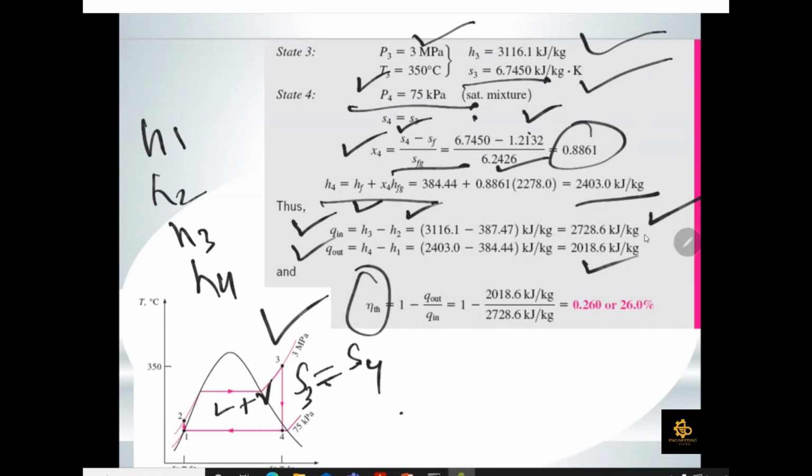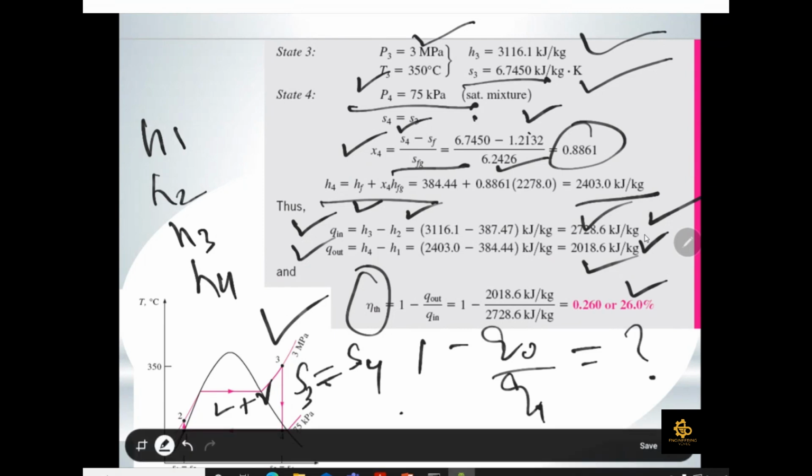And then in order to find the thermal efficiency, it is 1 minus Q out over Q in. Now Q out is given to you, Q in is given to you. Now just simply divide it and you can easily find out the efficiency from here. Okay, so in this way you can easily find the efficiency of the Rankine cycle.